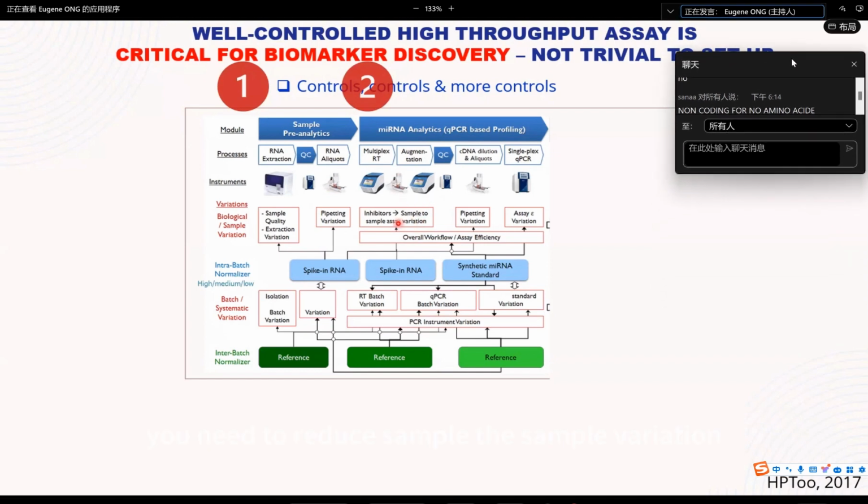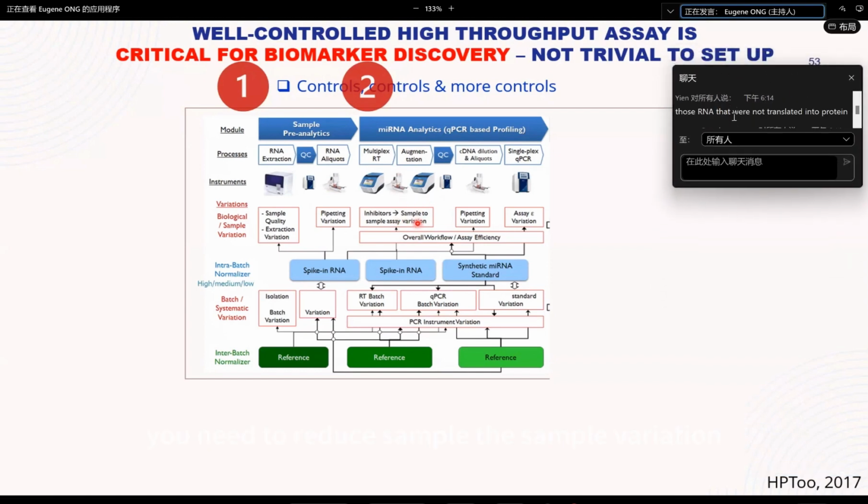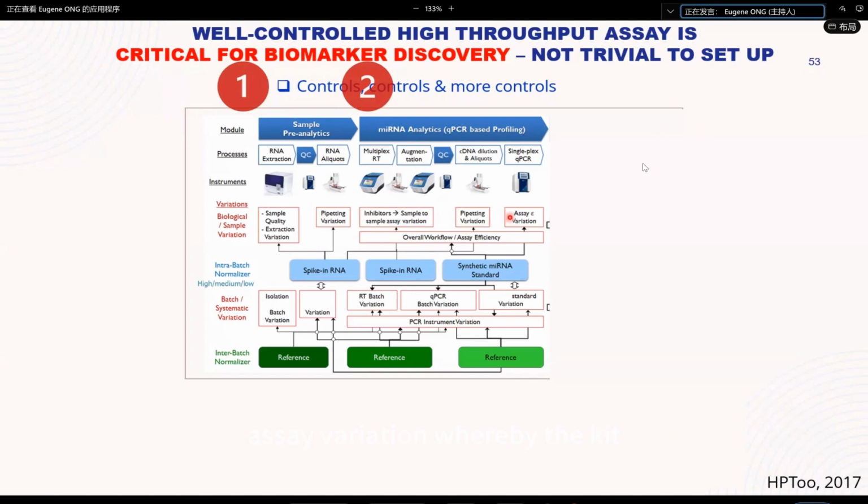And you need to ensure that the sample can be processed. So you need to reduce sample-to-sample variation or even pipetting variation by different lab technicians in different parts of the world. Assay variation, whereby the kit that has been used is correct as much as possible. So all this needs to be checked, and some kind of quality control has to be built in to ensure that when you use different PCR instruments, for example, the variation is taken care of.